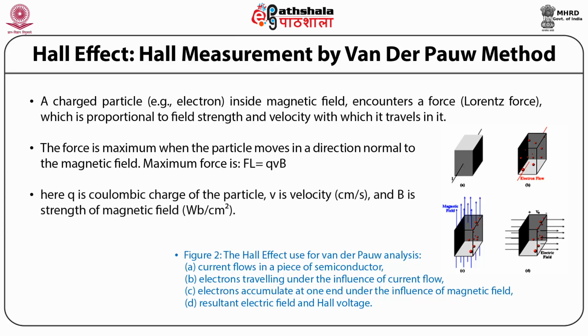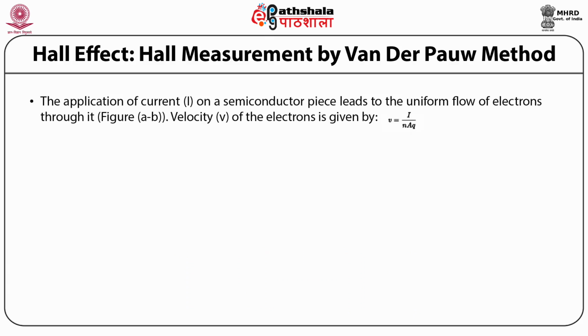Here q is the coulombic charge of the particle, v is the velocity in centimeter per second, and B is the strength of the magnetic field, Wb per centimeter square. The application of current I on the semiconductor piece leads to the uniform flow of electrons through it. Velocity v of the electron is given by v = I/(nAq). Here n is the density of the electron, and A is the cross-sectional area.